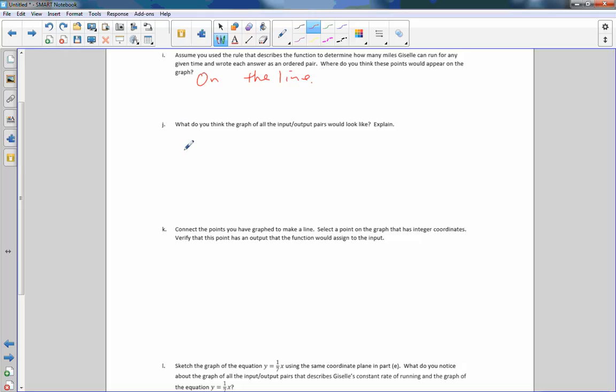Okay. J, what do you think the graph of all input-output pairs would look like? Explain. Let's see. We know that Giselle runs at a constant rate, so we'd expect that as the time she spends running increases, the distance she can run increases at the same rate. And that's what I would think. As time increases, the distance increases.